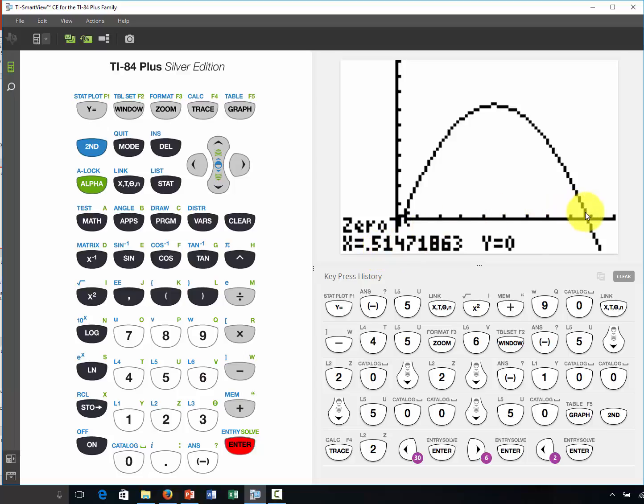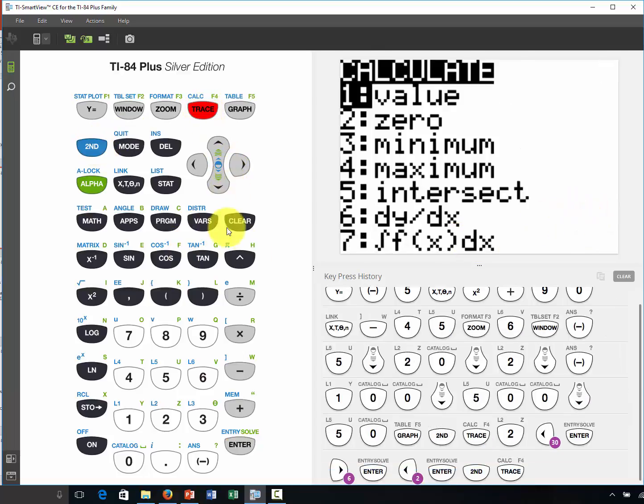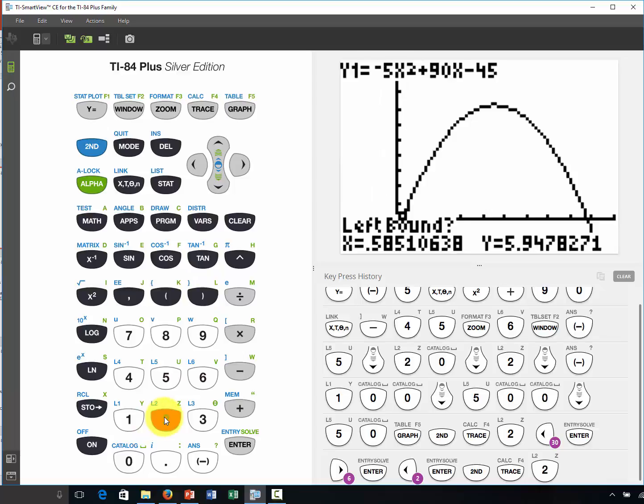Okay, let's compute the other x-intercept. So I go back to the zero command and move the cursor to the left of the second x-intercept.